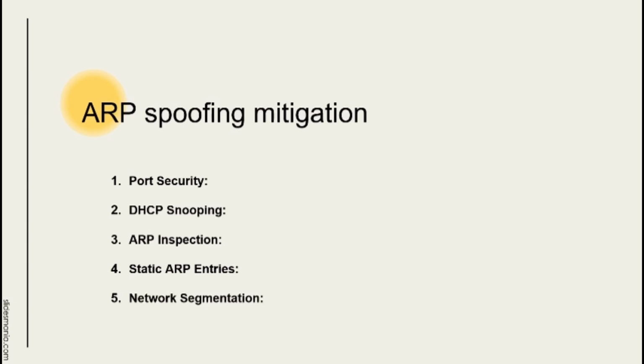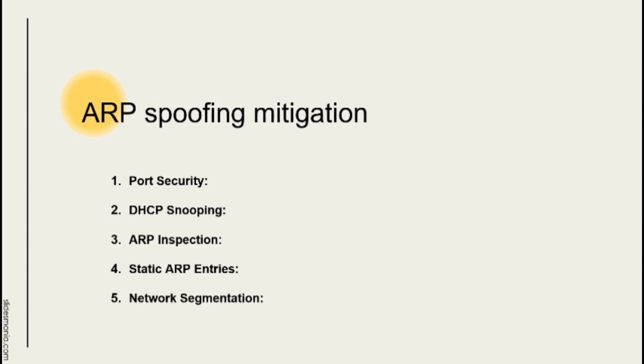So the first mitigation step is port security. Port security is a type of mitigation strategy that we use on switches, which basically allows us to limit the number of MAC addresses that can be learned on a port. And by setting a maximum limit, we can prevent unauthorized devices from connecting to the switch. And also, if the limit is exceeded, the port can either be disabled or be put in a secure mode to mitigate potential security risks.